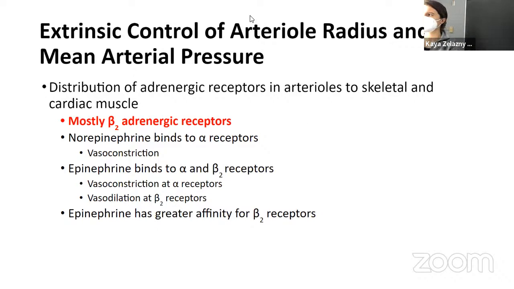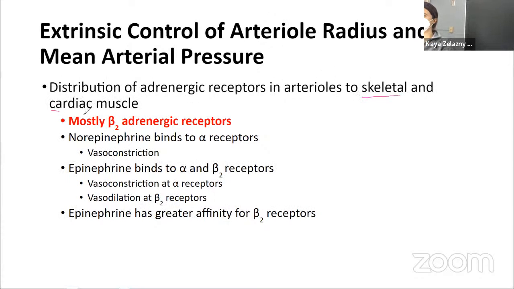The other place than the brain that's going to have a slightly different situation is in skeletal and cardiac muscle. So we're still thinking about arterioles here. We're thinking about blood flow to the skeletal and cardiac muscle rather than necessarily a response of the muscle cells themselves. The difference here is that they still have alpha receptors, but they mostly have beta 2 receptors, beta 2 adrenergic receptors. These beta 2 adrenergic receptors are going to have a different response to receiving signals.